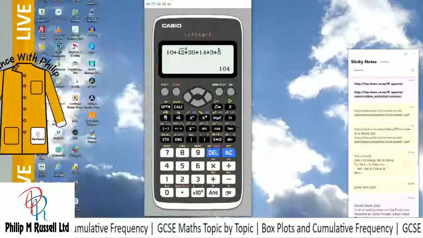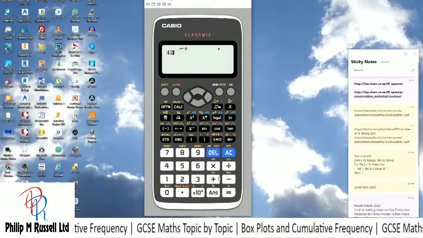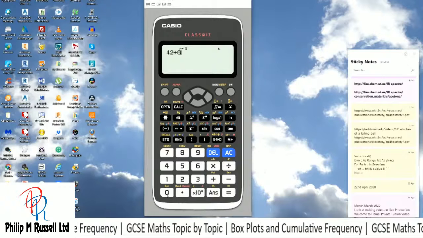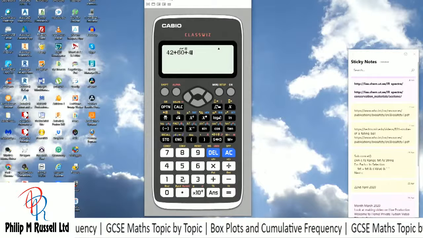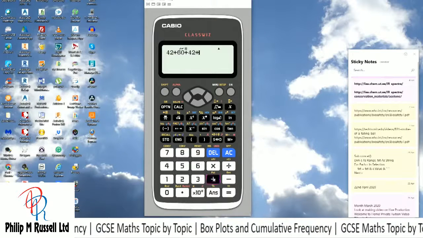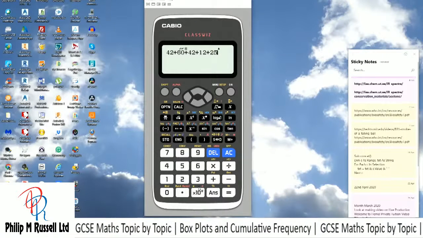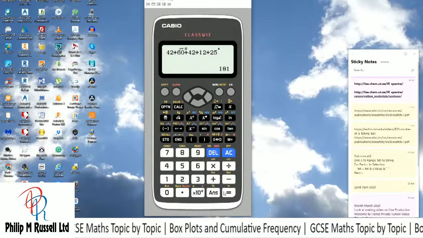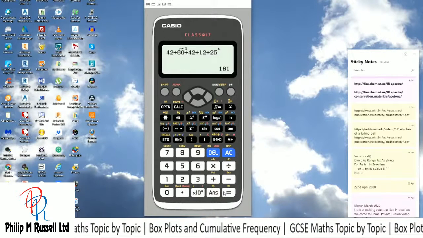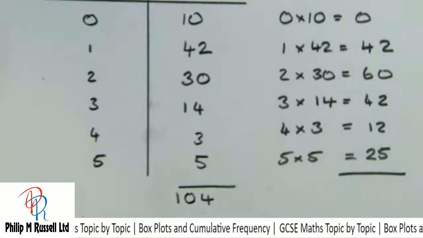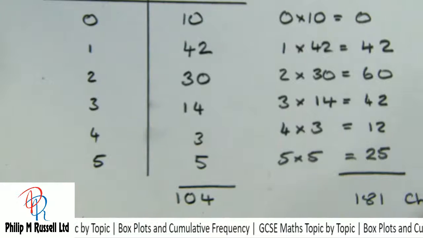So let's go to the calculator and do that again. So we've now got 42 plus 60 plus another 42 plus 12 plus 25. Oh, right. So a total of 181 children here.